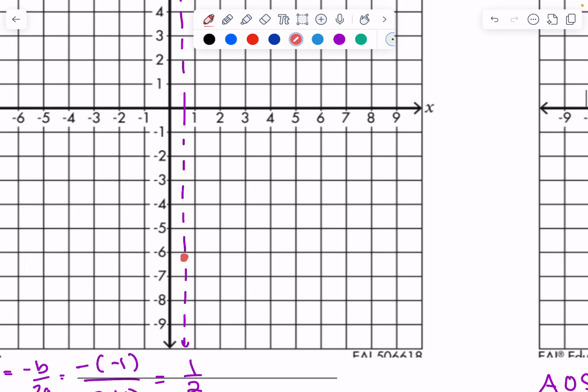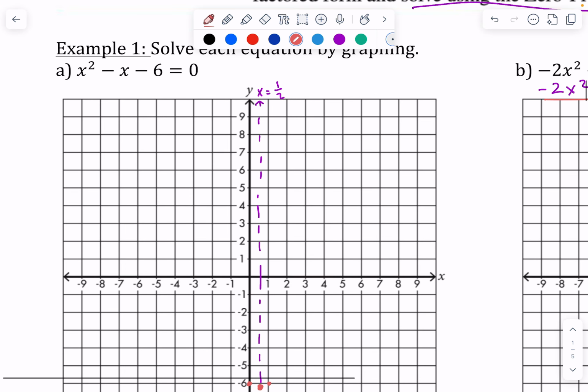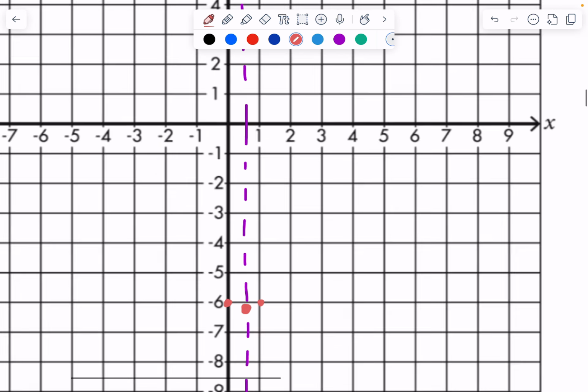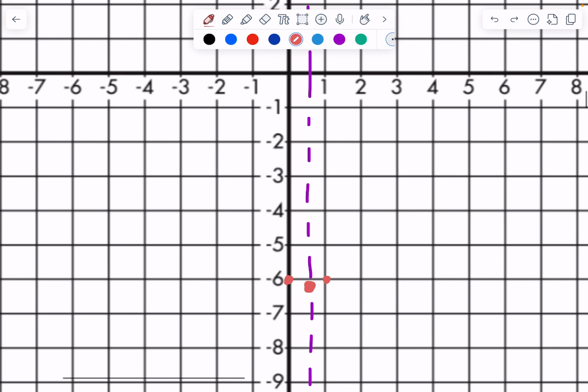So that's the vertex. I'm going to graph the y-intercept, which is -6, the point that mirrors it. And then I'm going to use the a value to keep graphing. And since the a value is 1, I know it's just like the parent function. So I'm going to go over 1 and up 1. So that means I am at 1.5, comma, -5 1/4. This is really just horrible.